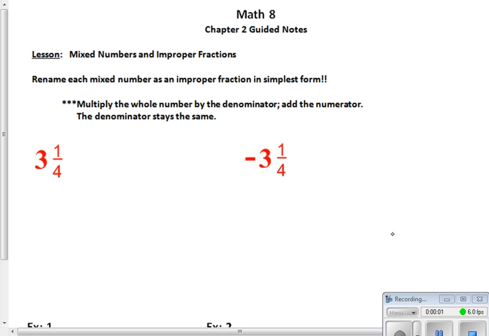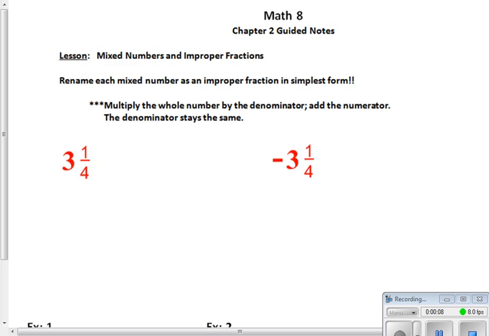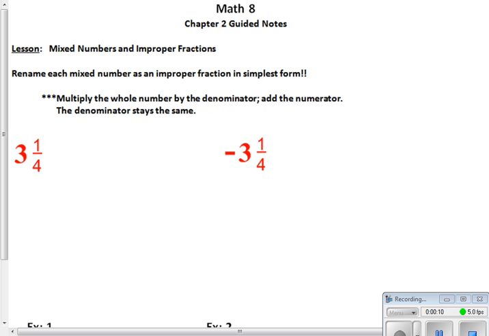Today's lesson is dealing with mixed numbers and improper fractions. We're going to rename each mixed number as an improper fraction in simplest form. That's what we're looking at today.